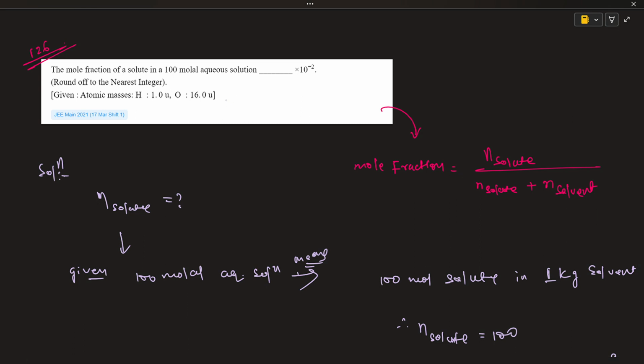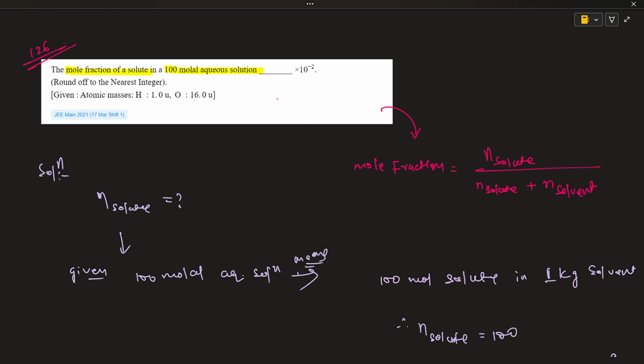Okay, so let's do question 126. This is also again a very easy question. Okay, so let's do this. The given question is: the mole fraction of a solute in a 100 molal aqueous solution is what? This is a one-line question and it is very easy.